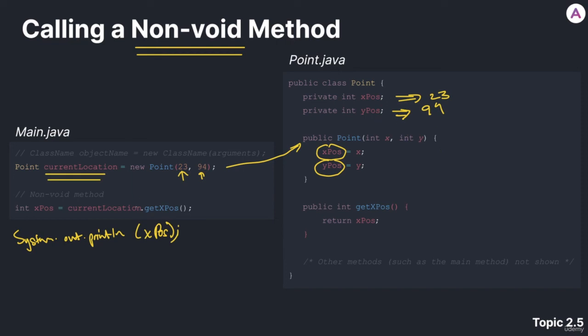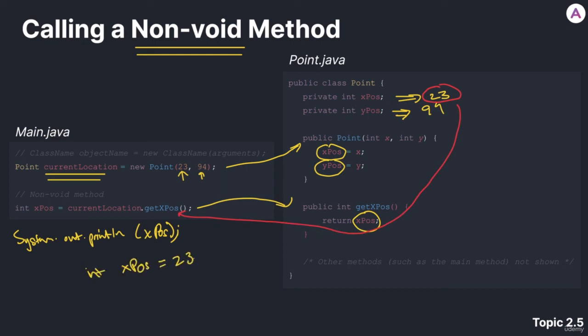Now if we run the getExpose method, what does that do? Well, it goes here and it returns just the expose value. It's one statement that just returns the expose value. What is the expose value? As we discussed, it's 23 currently. So what we're basically doing is we're setting expose to 23. What would this statement print out? 23.